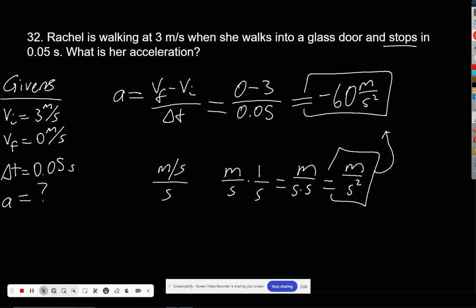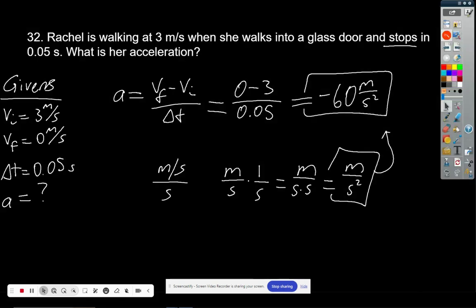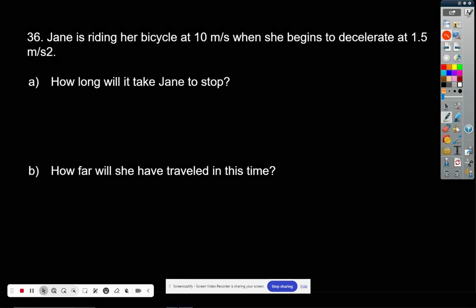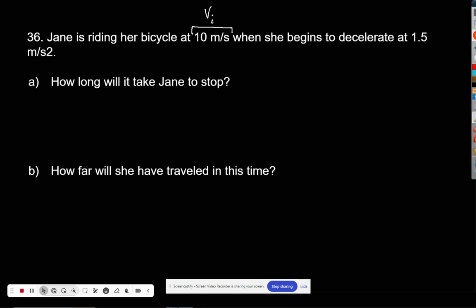But most of us probably will just remember meters per second squared is for acceleration because we've been saying it so much. But we can analyze the units, and we will do more of that unit analysis in the future. But moving right along to number 36. Jane is riding her bicycle at 10 meters per second. So here she's already traveling at 10 meters per second. That's her initial velocity. When she begins to decelerate at 1.5 meters per second squared.